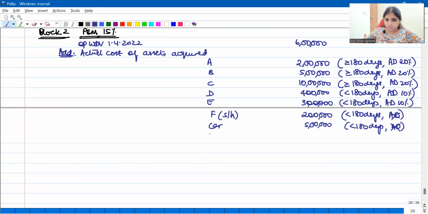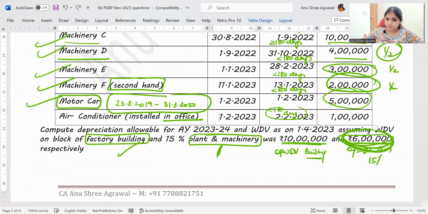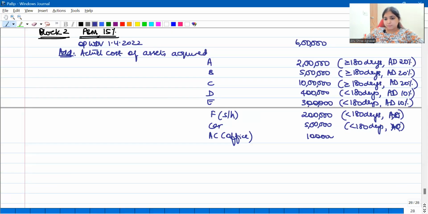So, air conditioner installed in office. We acquired it on 1st February 2023. Same year we put it to use on 2nd February 2023. Definitely less than 180 days. So I will get only half year's depreciation, 1 lakh. So I put it to use for less than 180 days. Will I get additional depreciation?